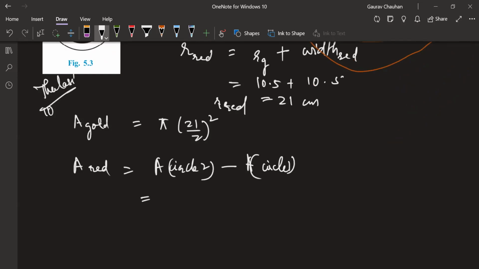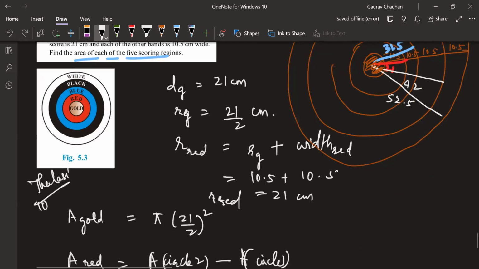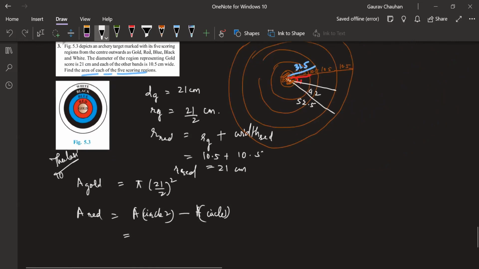How will I find my circle 2 area? Pi into 21 square. My second circle is 21. So pi into 21 square minus pi into 21 by 2 square. You can take pi common, maybe that will make it simpler.